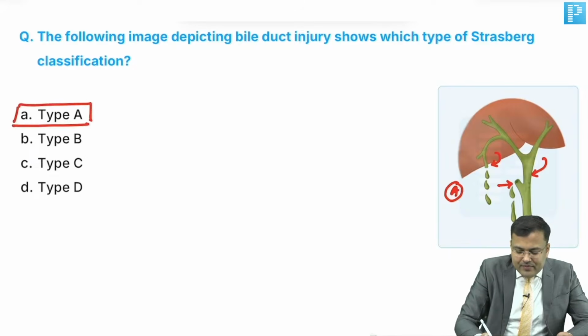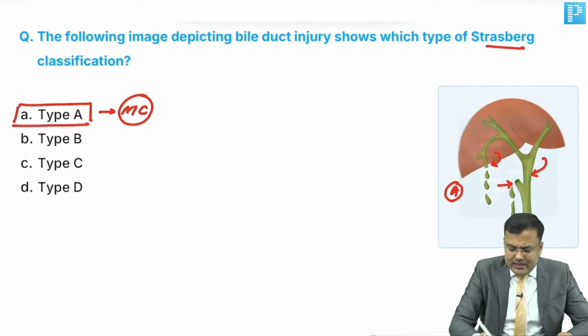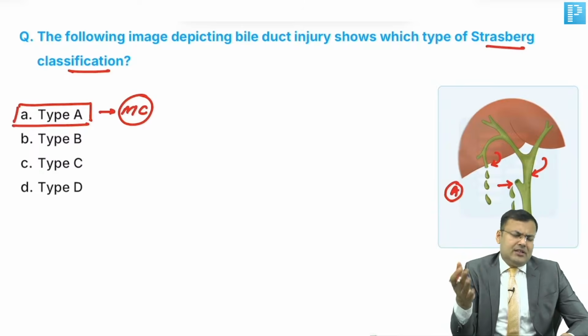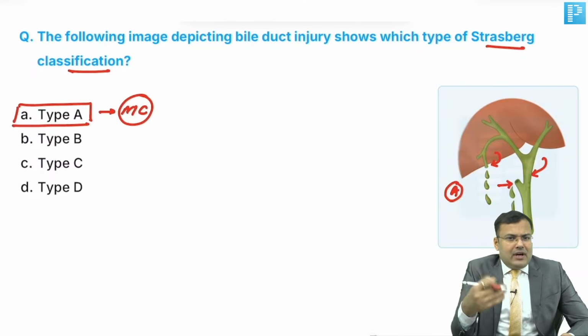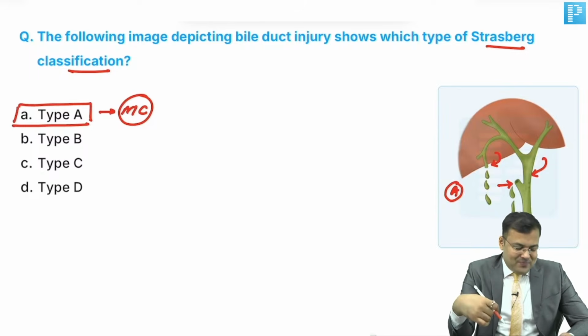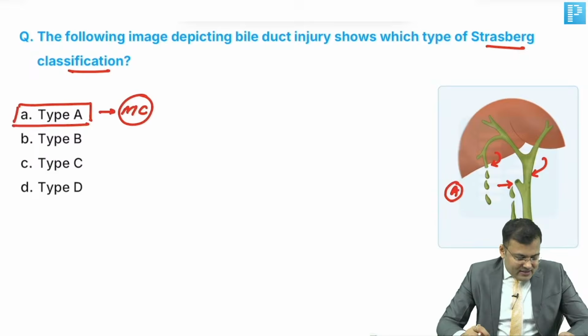It is type A. You know the most common type of Strasberg classification, it is type A. You know classifications which are going to start from 1, 2, 3, 4, 5, usually the most common type is 1. And if classification is going to start from A, B, C, D, E, what is the most common type? The most common type is type A. So this is the most common type of Strasberg classification, type A. Clear? Everybody is correct. Now see the next question.